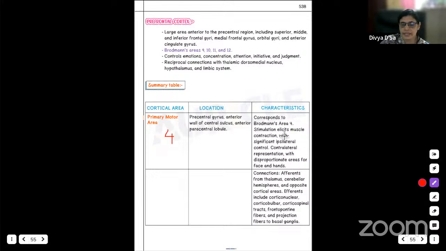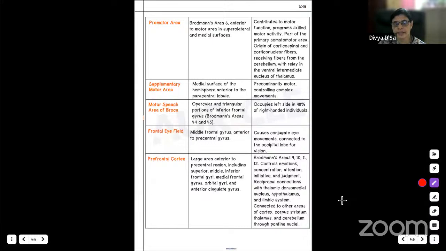The connections are afferents from the thalamus, cerebellar hemispheres, and opposite cortical area. So from there, the afferents come towards the cerebrum, whereas efferents, which go away, come from the corticonuclear, corticobulbar, corticospinal tracts, frontopontine fibers, and projection fibers to the basal ganglia.